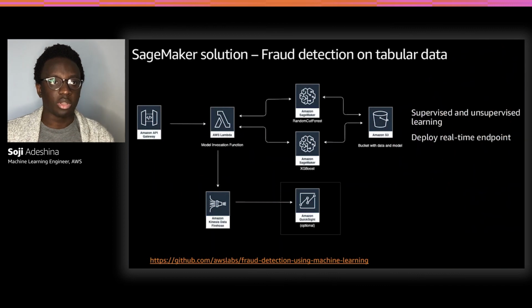The first solution provides a good starting point for building and deploying fraud detection models when you have tabular data, with or without the actual fraud labels. And you want to deploy the model after it's trained to a real-time endpoint. Right, so at a high level, here's how the solution works. For model training, we use the SageMaker built-in algorithms to train both a supervised and an unsupervised model, and these are then deployed to SageMaker endpoints.